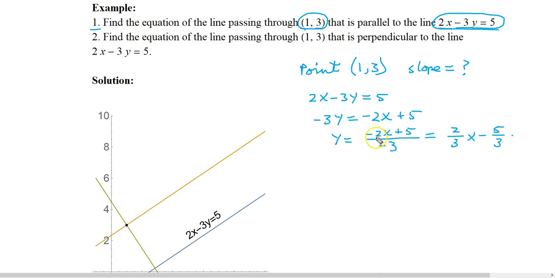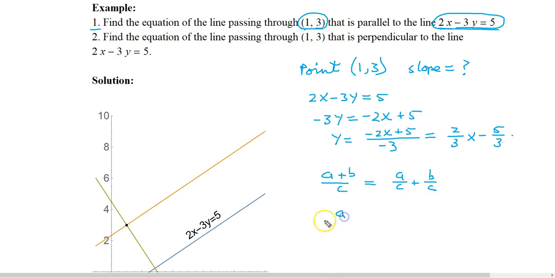Notice that when we have negative 2x plus 5 over negative 3, we merely split this fraction up. So we use the rule that (a plus b) divided by c equals a over c plus b over c. We split it apart like that. Now you can only do that if the a plus b is in the numerator. Keep that in mind, remember that.